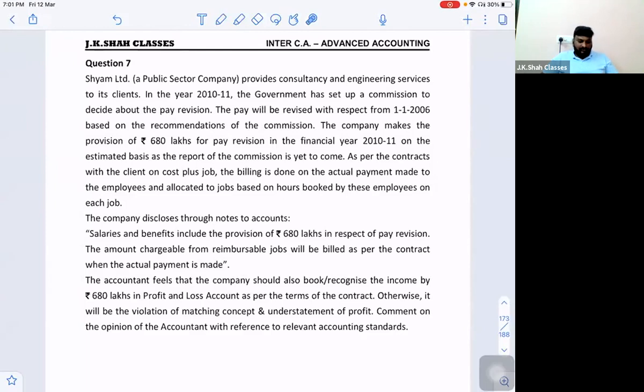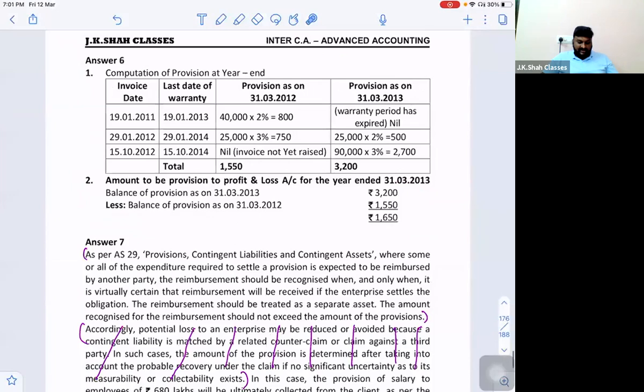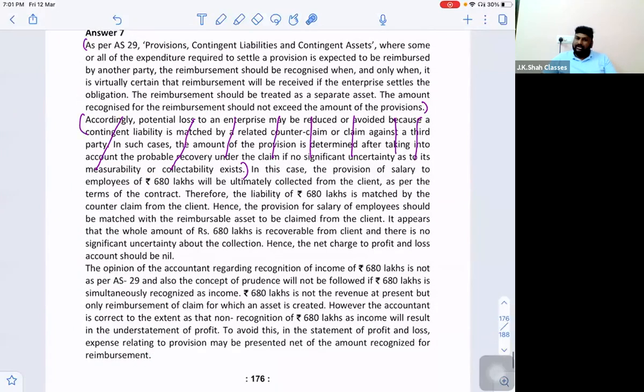The first paragraph is what we have to put with respect to the provision paragraph, and then explain the entire case. Some part of the solution I have also cut because I feel it is not relevant. Unnecessary, it drags the answer to a very lengthy one.